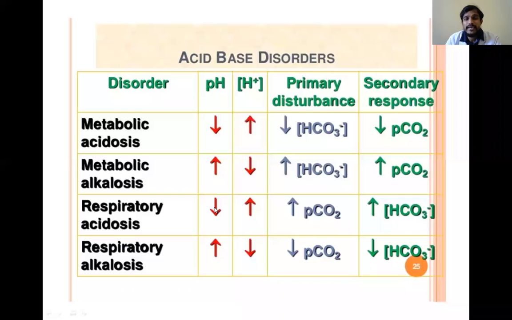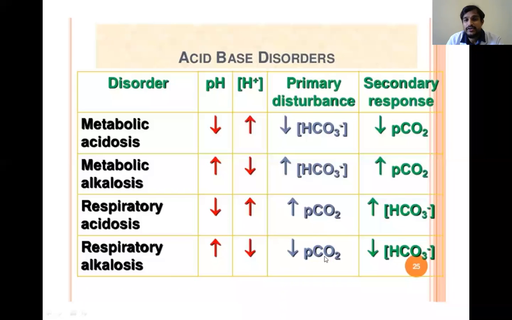Simply, the pH will be decreased in acidosis and increased in alkalosis. In metabolic conditions, there will be a difference in the bicarbonate ions, whether decreased or increased depending upon the pH. In respiratory conditions, there will be a difference in the carbon dioxide, whether decreased or increased. And also there is the vice versa due to the secondary response. The primary disturbance in metabolic conditions is in the bicarbonate, and the secondary response is the decrease or increase in the carbon dioxide to compensate the primary disturbance.